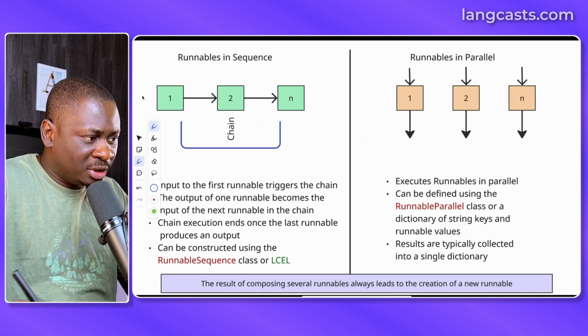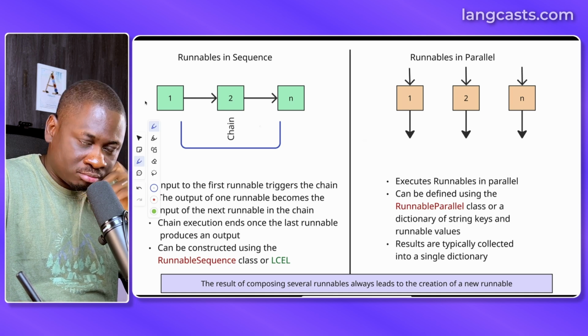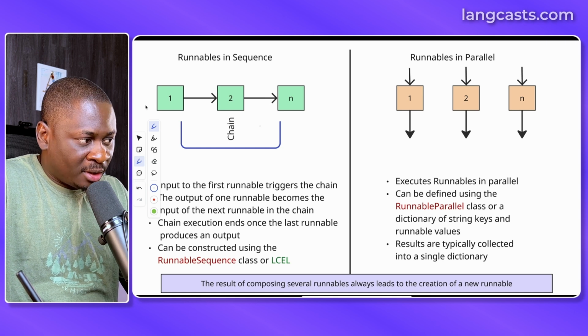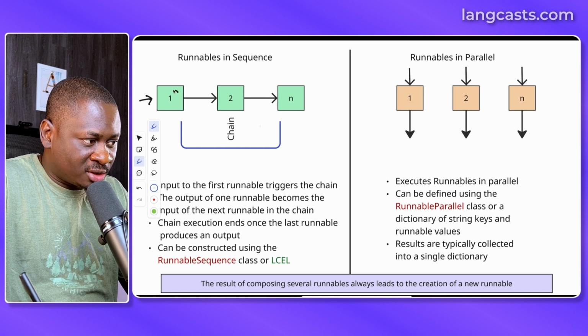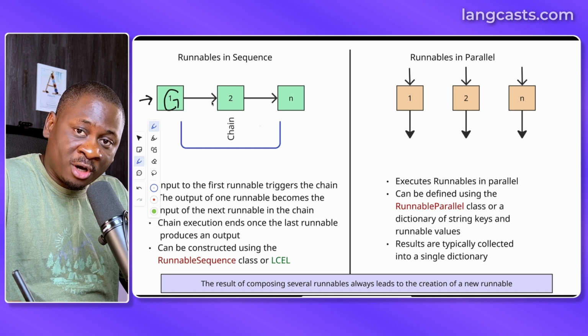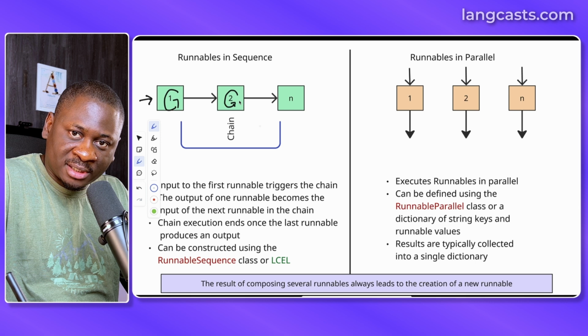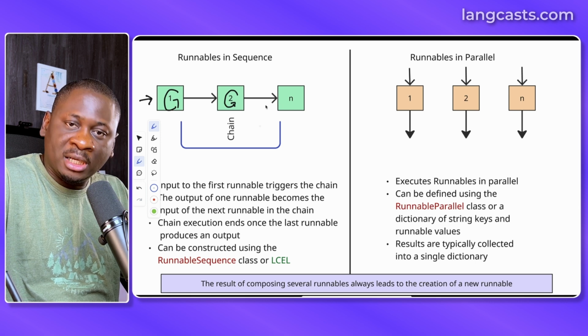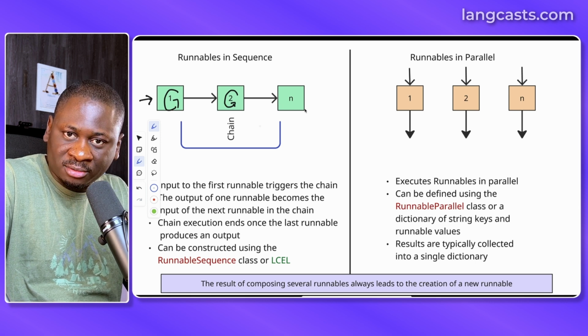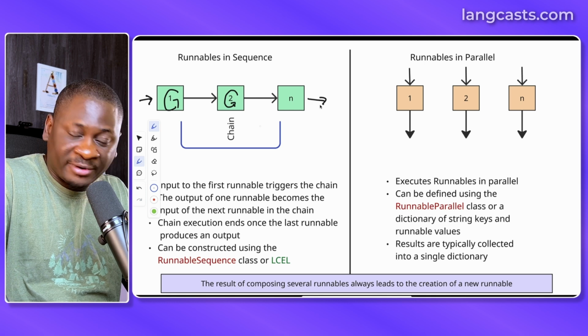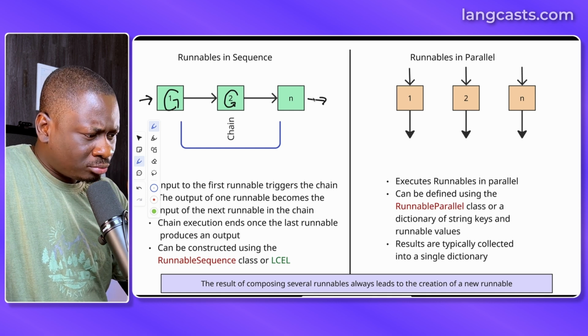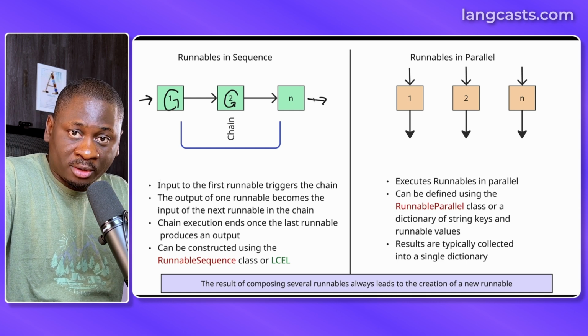So the first runnable in the chain, once it receives an input, the chain is triggered. Then it takes an input, it does work, and gets an output. That output becomes the input for the next runnable in the chain. This one also does work, gets its output, and passes it, and it goes on and on until the final runnable in the chain, which will then produce the final output. And then the chain execution stops. So that's how runnables in sequence work.